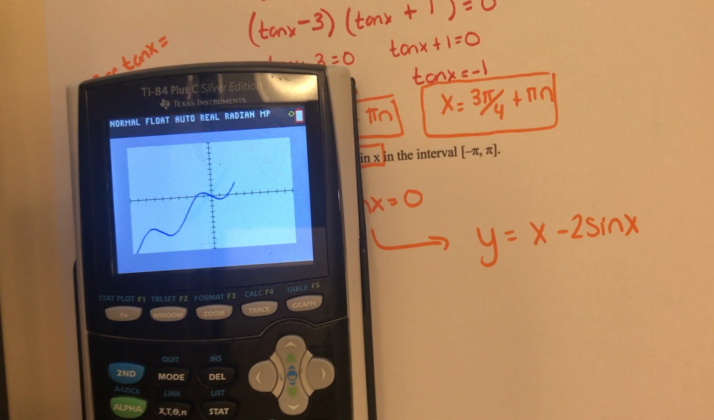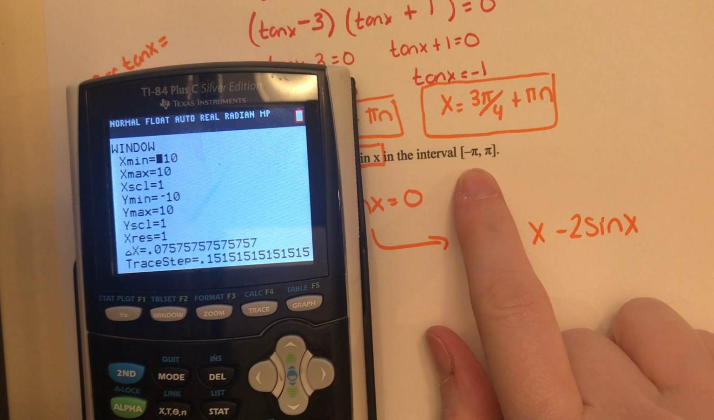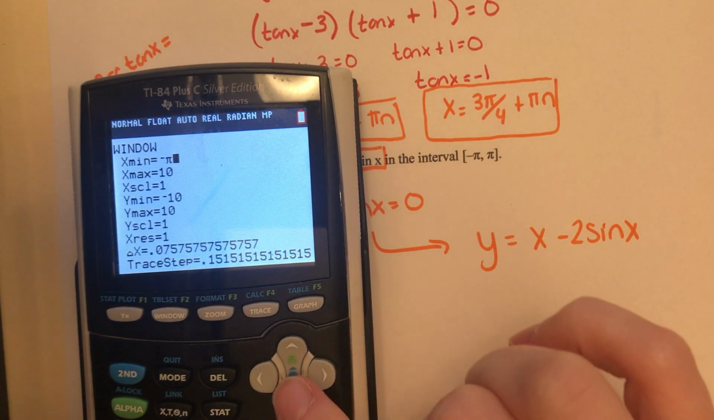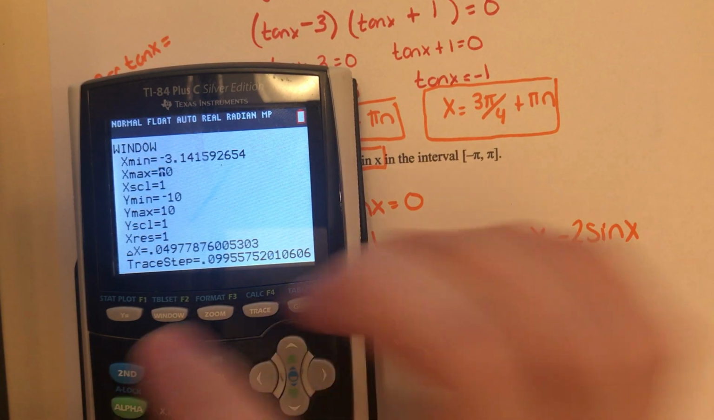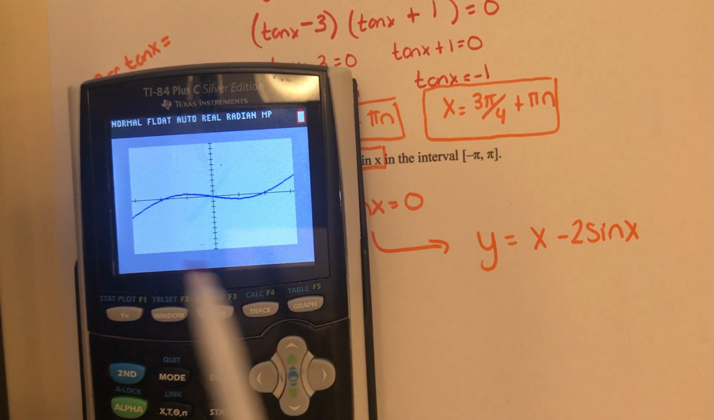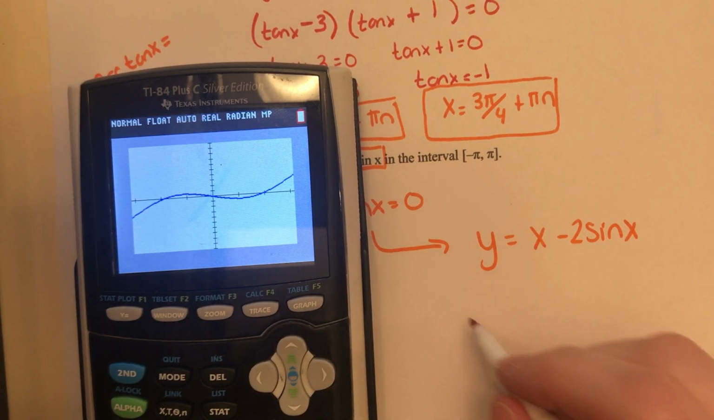Now, it's probably going to be a good idea to change our interval to the interval that we're interested in. So I'm going to go to my window, and I'm going to change my x-min to exactly what my range is here. So I'm going to go negative pi, and then pi, and then hit graph. So now I'm just looking at the section that I need. And we want to know where it equals 0. So anytime a graph equals 0 is where it crosses the x-axis. So we're going to have 3 answers here.